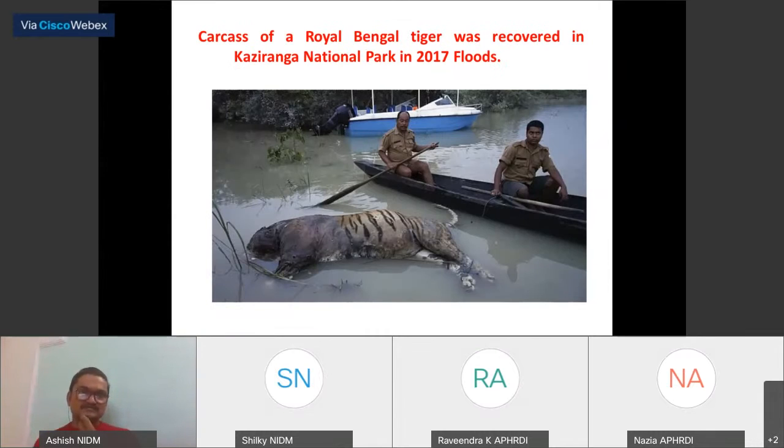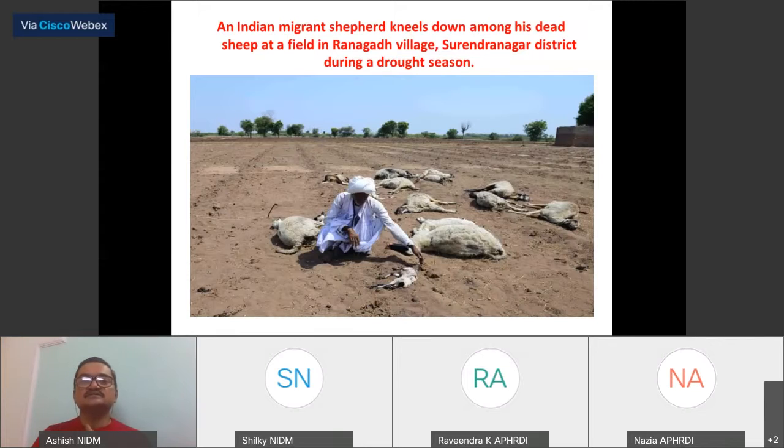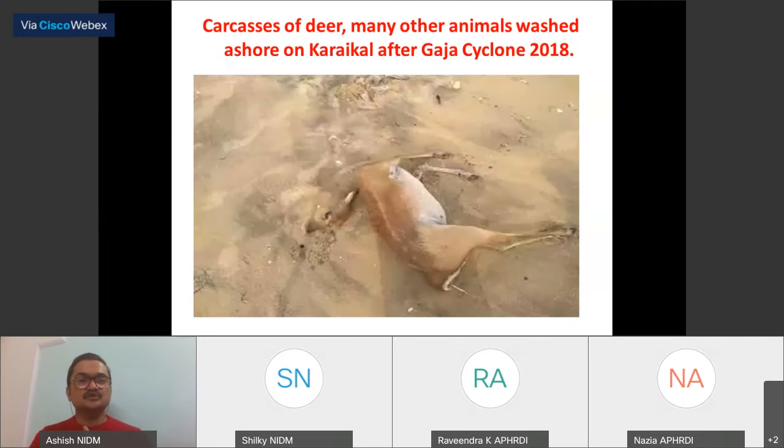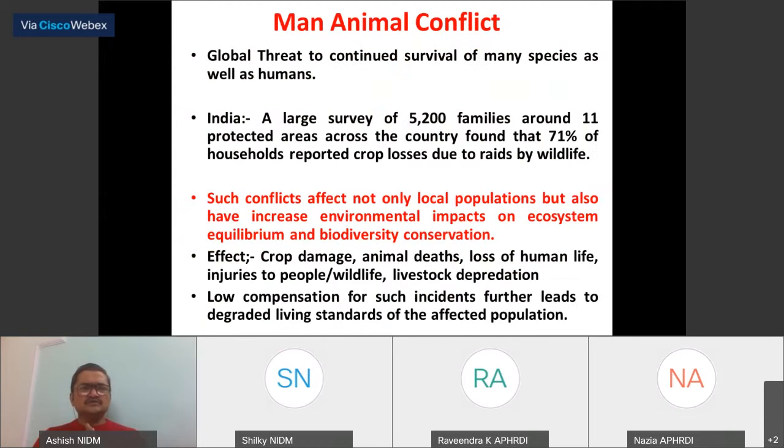Some pathetic pictures, if you want to see: Kaziranga National Park 2017, first see the carcass of this lioness. Then see this Surendranagar district drought situation, this poor guy sitting next to his pets. Then a glimpse of the raging fire at Bandipur 2019, some of the disasters I am showing you. The carcass of deer in Karaikal after Gaja cyclone 2018. So put together, these are the crisis situations and loss of animals at the time of crisis.